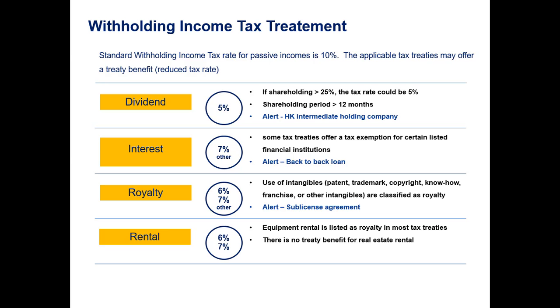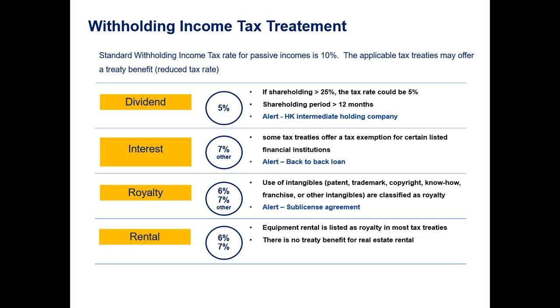Royalty is in connection with the usage of intangible assets. Intangible assets include patent, trademark, copyright, know-how, franchise, and other intangibles. Similar to the back-to-back loan, there are sub-license agreements. For example, using a Hong Kong company to license some royalty to another Hong Kong company, and that Hong Kong company sub-licenses this to the Chinese user. This arrangement is also trying to leverage the tax treaty benefit between mainland China and Hong Kong. And if the China tax authority detects the Hong Kong company doesn't have any business substance, it will deny it and adopt the 10% withholding income tax rate directly.